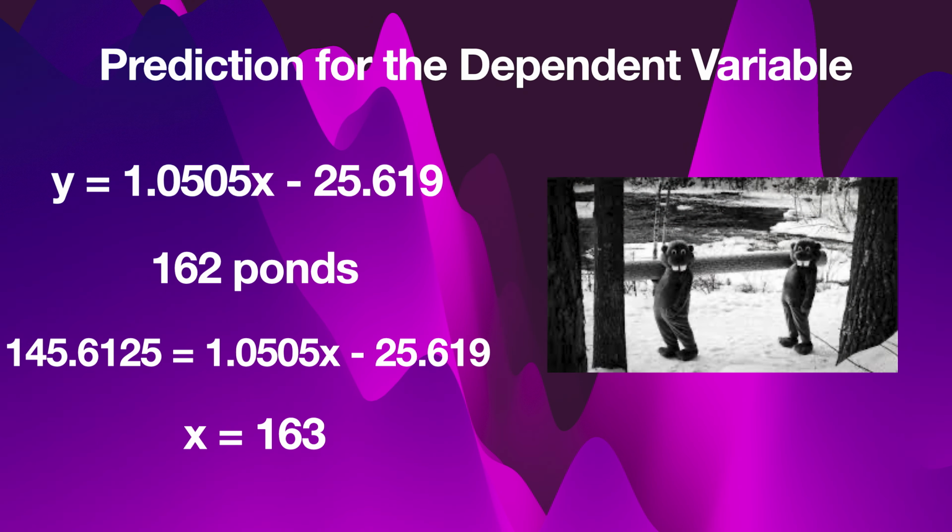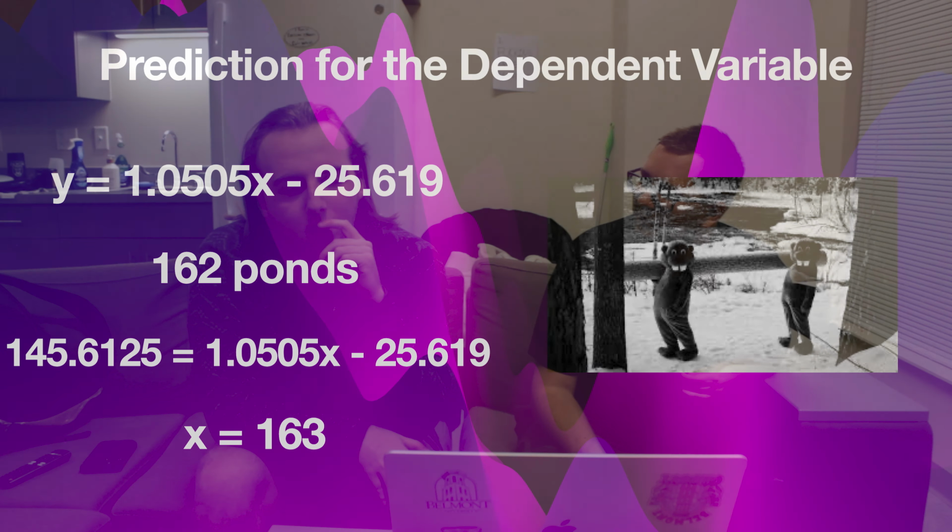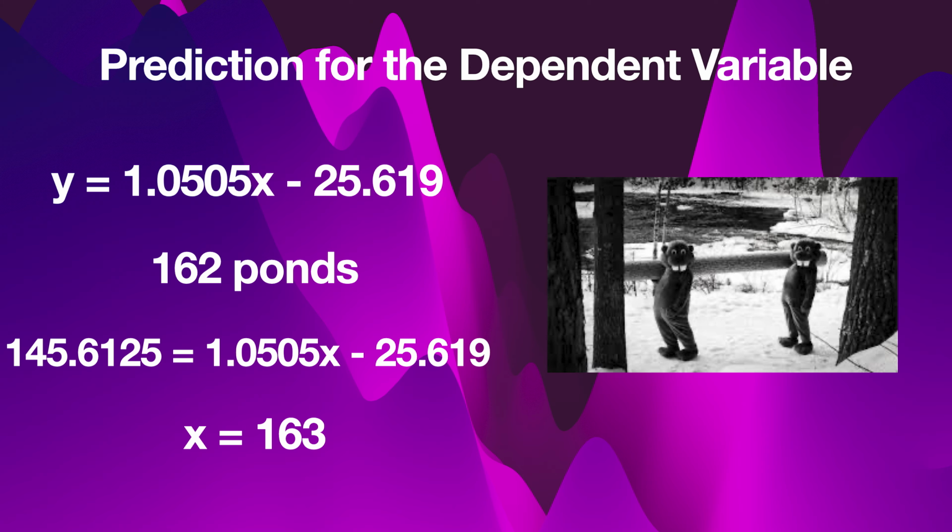So our prediction for the dependent variable, y equals 1.505x minus 25.619. 162 ponds were, what's the word I'm looking for? Not discovered, found. Yeah, they were cited. And again, the only way to find the dependent variable here is, well, where's the 163rd? So, for presentation's sake, to find the x, the y would be 1.5.